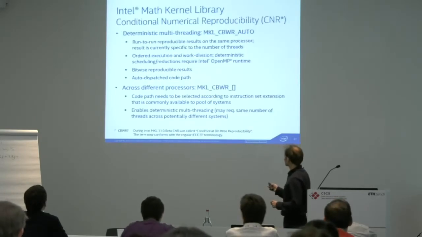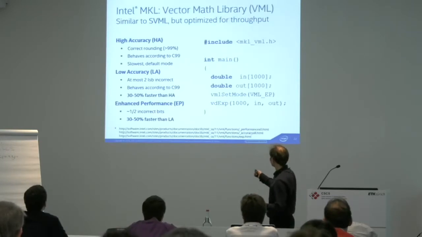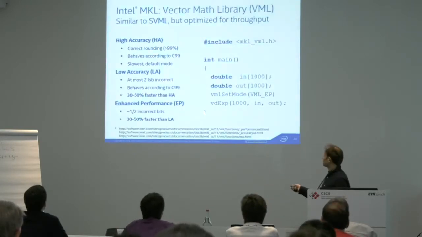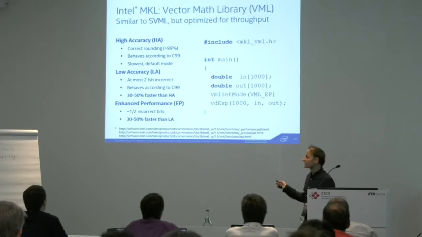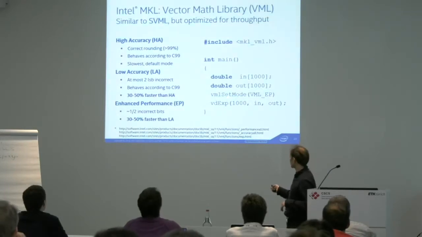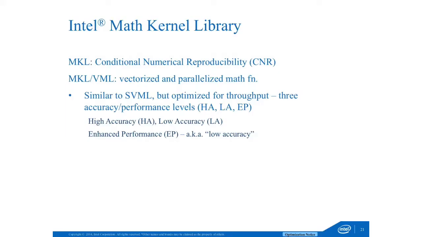Let me just jump. Oh, sorry. Oh, yeah, maybe here. There's an example here. You can see it's a simplistic sample. It doesn't mean to work correctly, but it calls the exponential function for a vector called in and produces an out result. And you request EP.